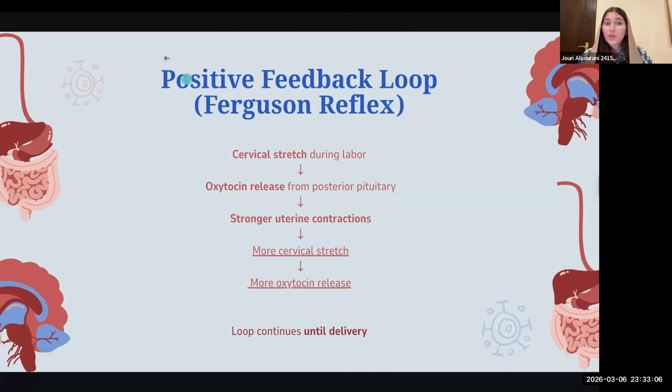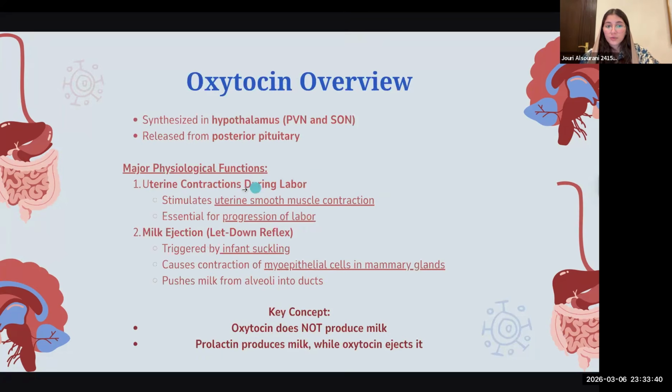With oxytocin, we also have a positive feedback loop, and this is called the Ferguson reflex. We said that positive loops are very rare, but we also have it here, and it will continue up until a certain point, then go back to negative feedback. When a woman is going through labor, her cervix is going to stretch. This cervical stretch is going to stimulate the release of oxytocin from the posterior pituitary, and this is going to result in stronger uterine contractions, because oxytocin stimulates the contraction of the smooth muscles of the uterus.